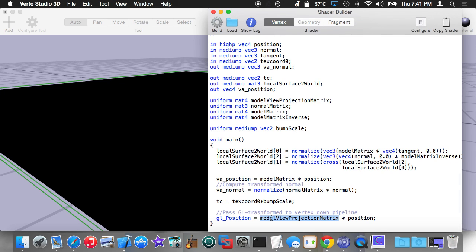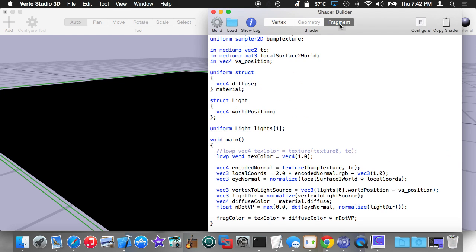The TC is just the texture coordinate times bump scale. We're going to leave bump scale as 1 for this example. And then finally, the position is equal to the position transformed by the model view projection matrix, which is something every vertex shader has to do. Nothing new there. It's a lot of stuff.